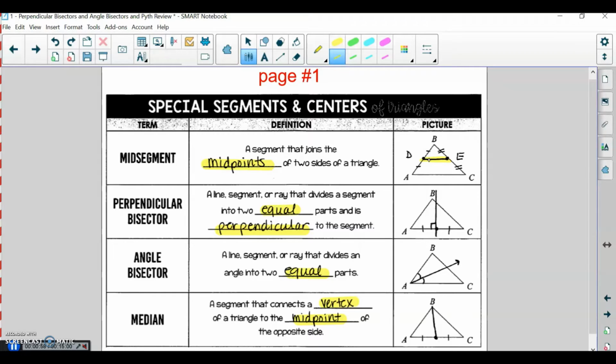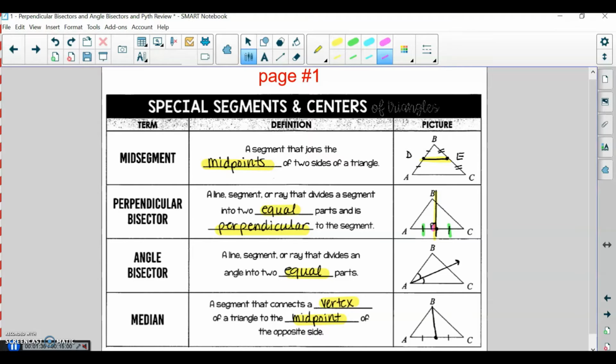And then perpendicular bisector is a line, segment, or ray. It can be any of those. It doesn't have to be a line. It divides a segment into two equal pieces. Okay? But it does so at a perpendicular, meaning that it makes right angles. So this is the perpendicular bisector itself, and then it creates the congruent pieces. And you have to have the right angle there as well. So don't only write down the words, make sure you're putting stuff on the picture as well, okay?